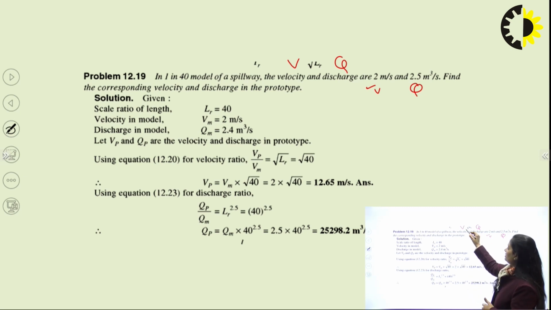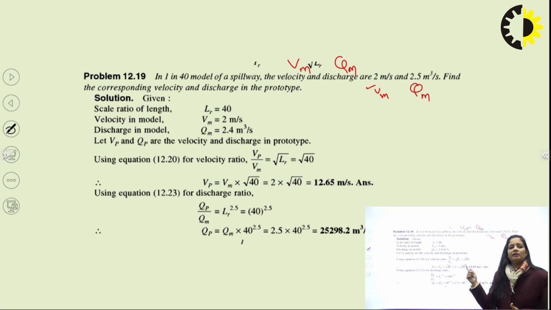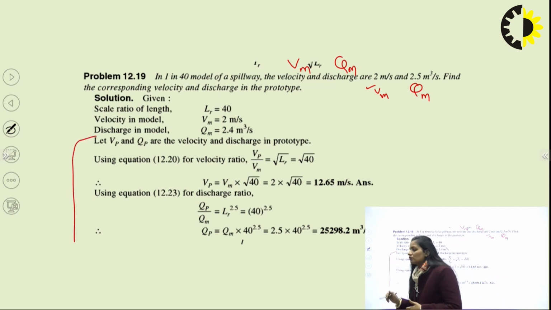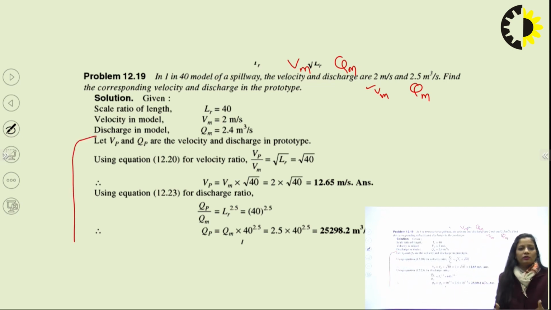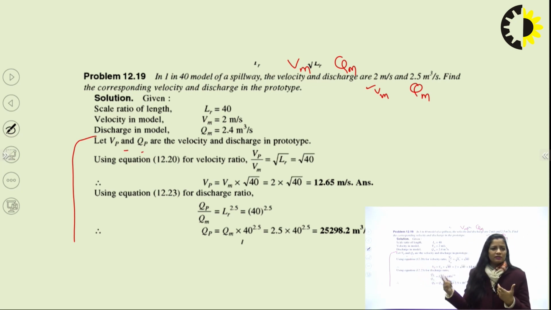Okay, this is actually Vm and Qm. Velocity and discharge for the model are known to you. You need to calculate them for the prototype. Now, because LR is given, 1 in 40, LR is given as 40, Vm is given, Qm is given. How are you getting the required answers in a question where some ratio is already given? It's like this. Just assume the quantities for the prototype. Let us suppose Vp and Qp will be your velocity and discharge in prototype.